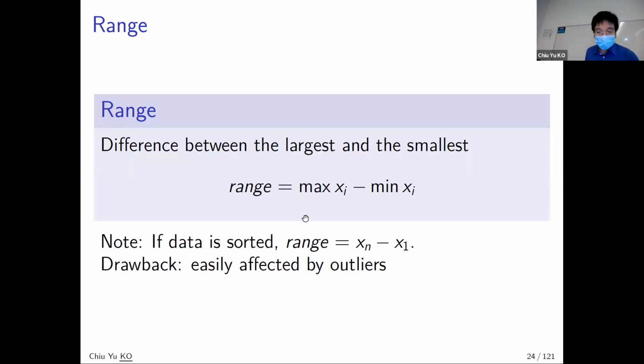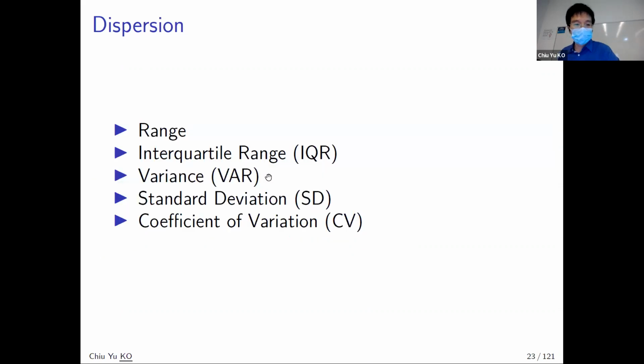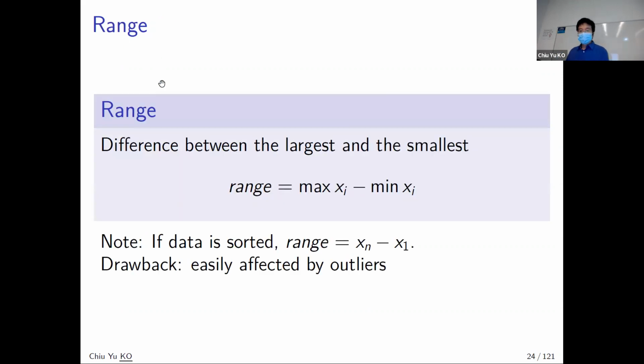Okay, the first one is immediately trivial, right? Because this measure is asking how data are spread out. And the easiest thing to do is look at the maximum minus the minimum, right? So look at the difference between the largest and smallest. So the range is the max minus the min, right? Or if your data is sorted in ascending order, it's xn minus x1, okay?